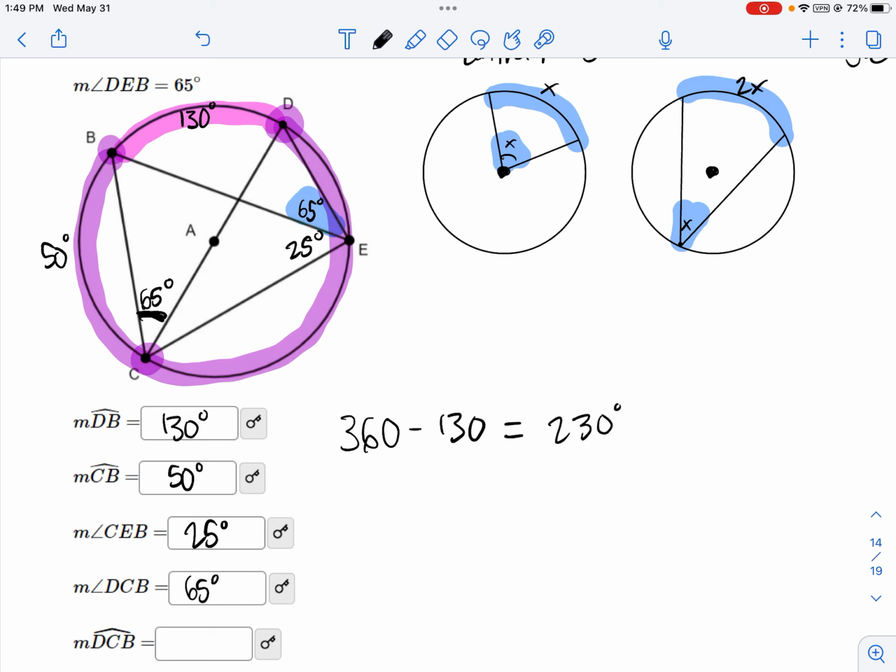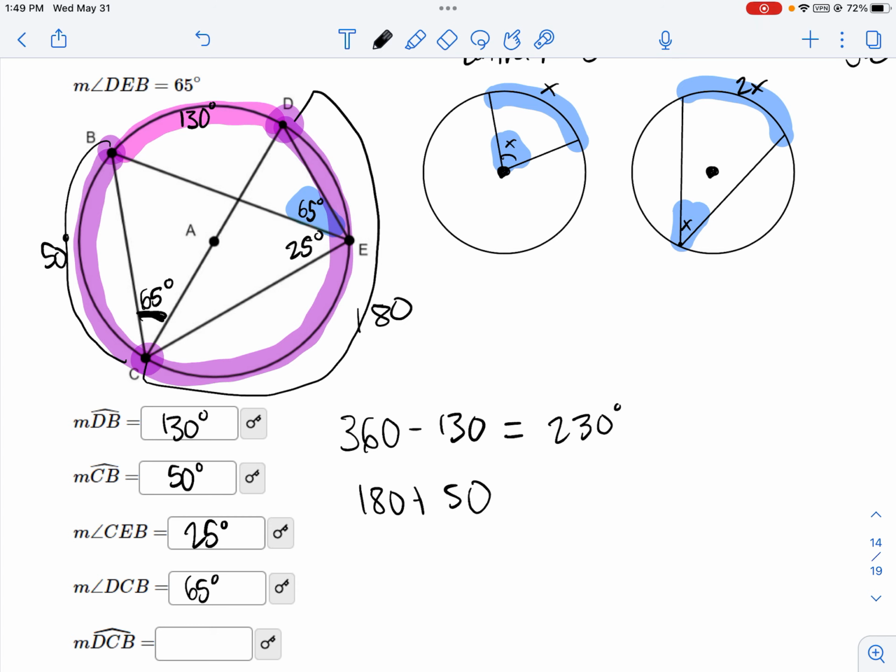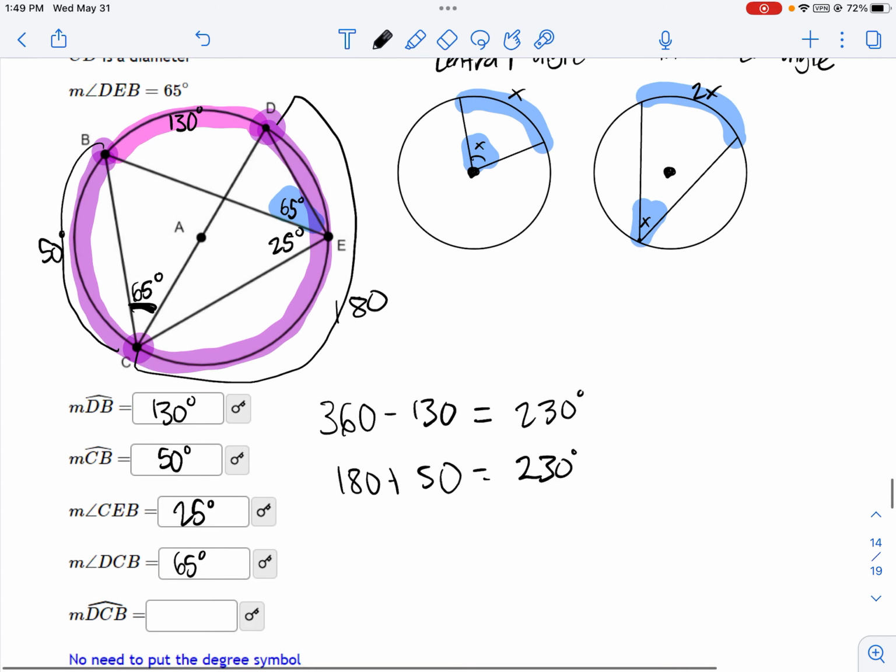Alternatively, we could add all of those purple arcs together. Because it's on the same side of a diameter, and this is a diameter, that's 180 degrees right there. So that whole thing is 180 from here all the way over, plus the 50. So 180 plus 50, also 230. It's another way to go about it.